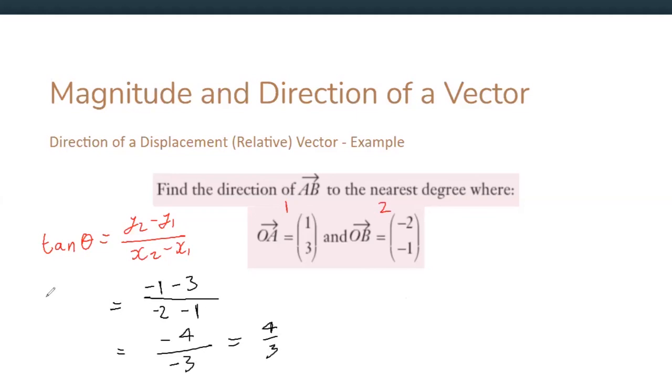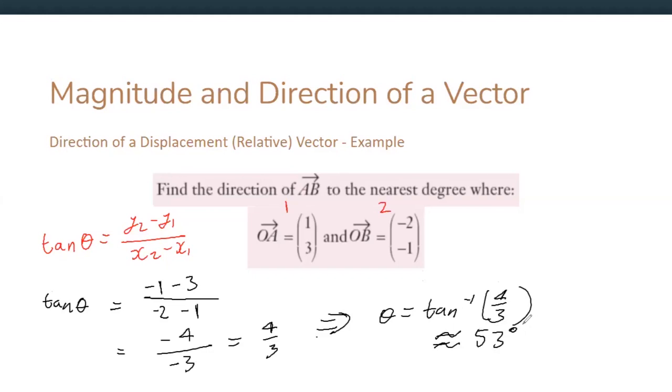Then we can rearrange this to get theta is equal to tan inverse 4 over 3. And if we put that into our calculators, we should get something that is approximately, and I'll use the wiggly equal sign for approximately again, 53 degrees. So the angle is going to be about 53 degrees.